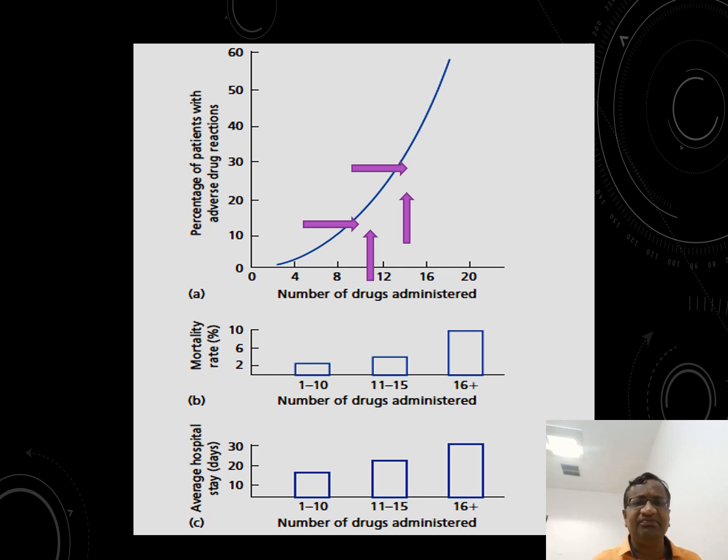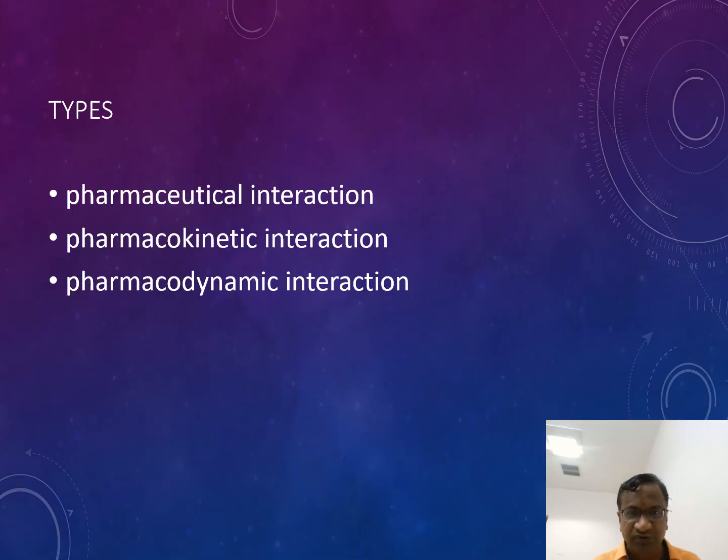Now, if you see the number of drugs administered and the possibility of adverse reactions, if you have 10 drugs, the percentage is around 10. If you have 15, the percentage is much higher. Similarly, the mortality rate and the inpatient stay. The more the drugs, the higher the hospital rates.